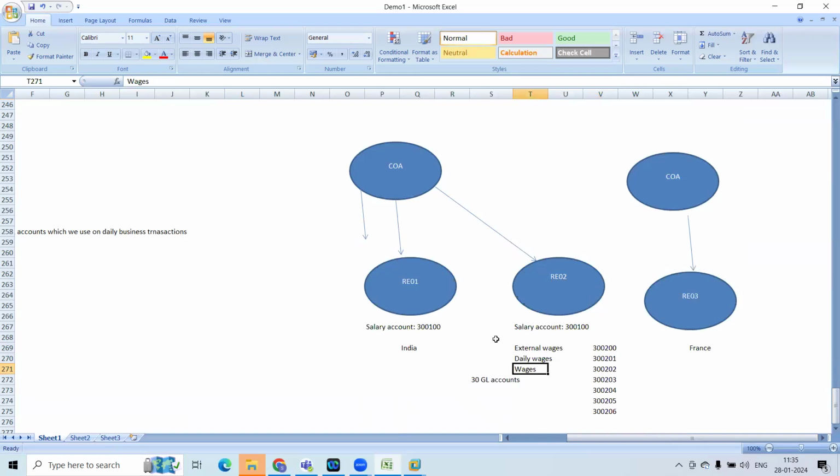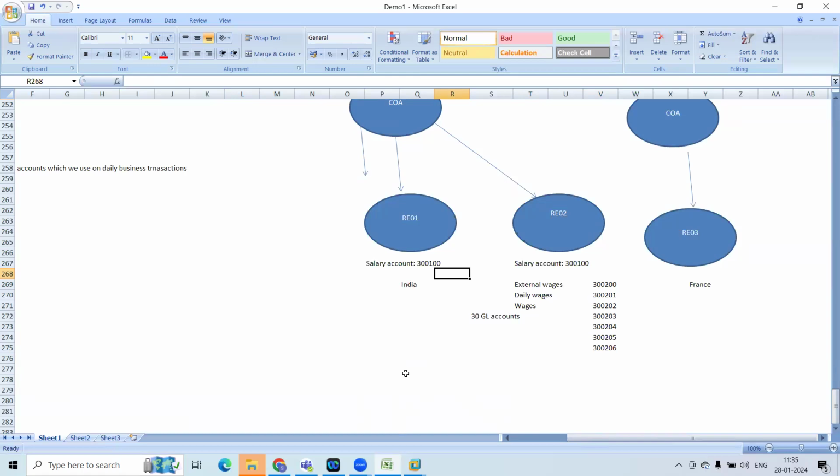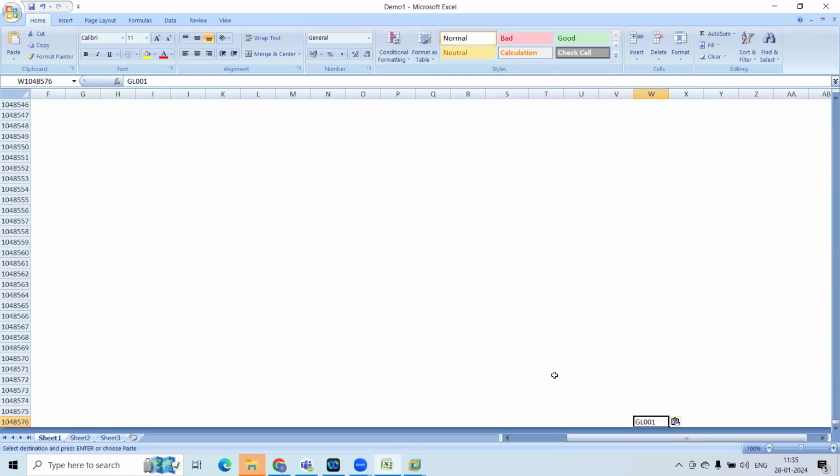Instead of that, here is only one, but here multiple are there. So while posting, we will group all of these into a single GL account. I will tell you, GR0, not GL group, correct? GL001. So each GL account I will be assigning this one.